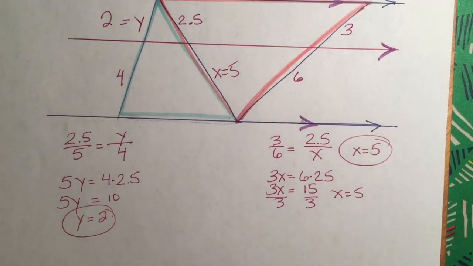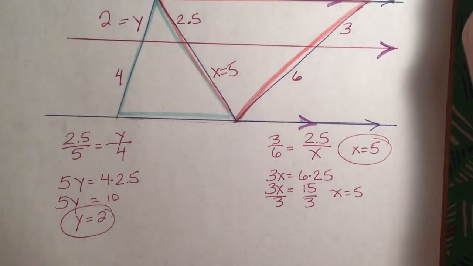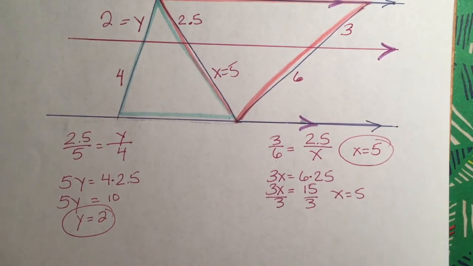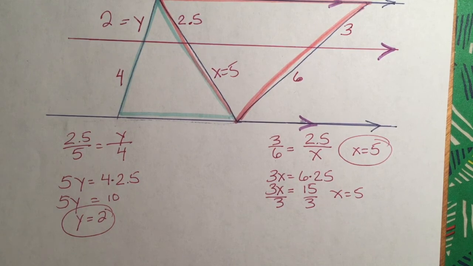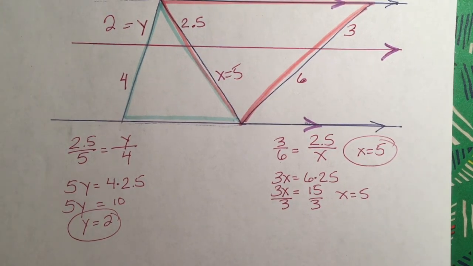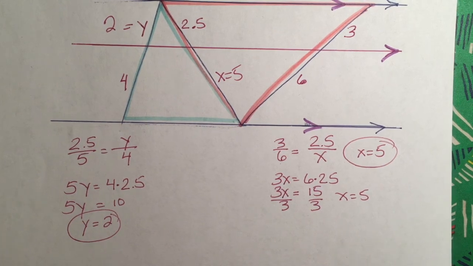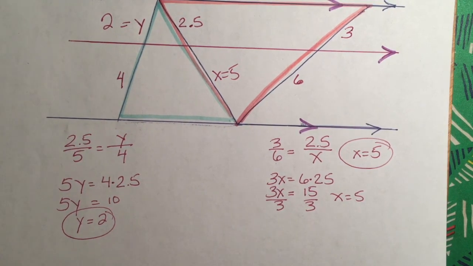Okay? So you may see a problem on your exit or in the problem set where you've got a couple triangles happening at the same time. Just focus on one at a time. Okay? Don't get flustered because there's a lot happening. Just start with one thing and then go from there.